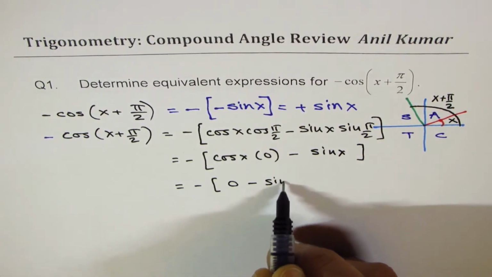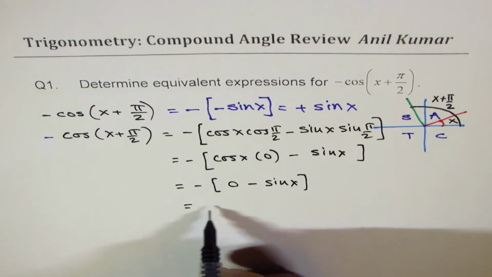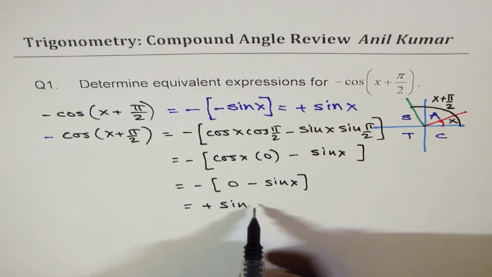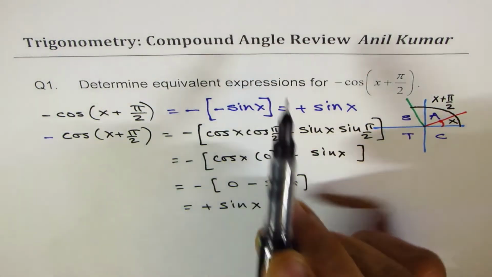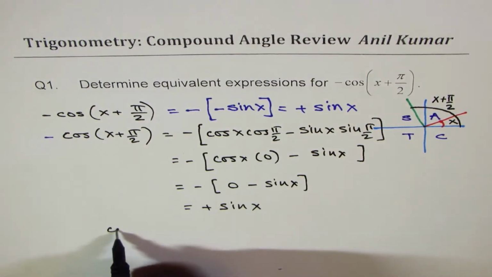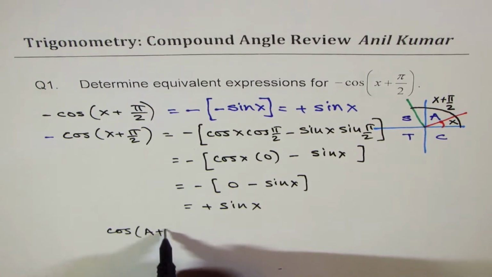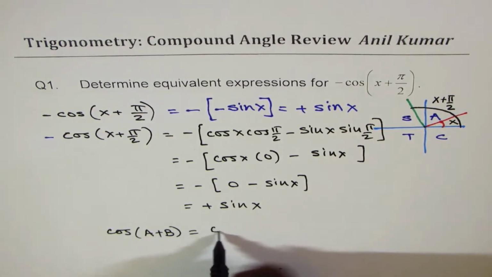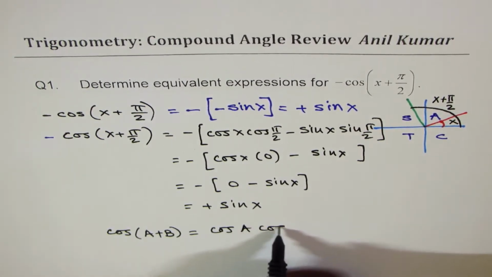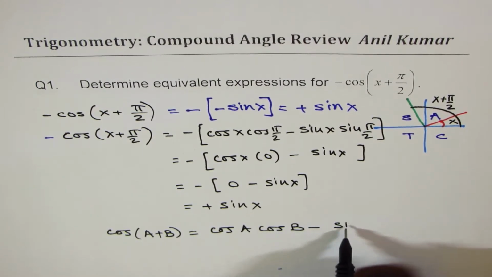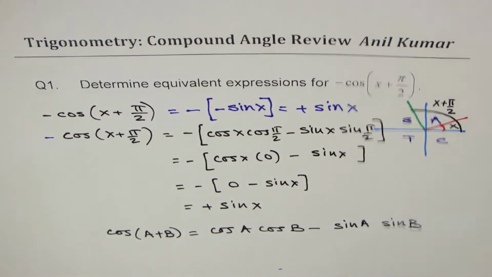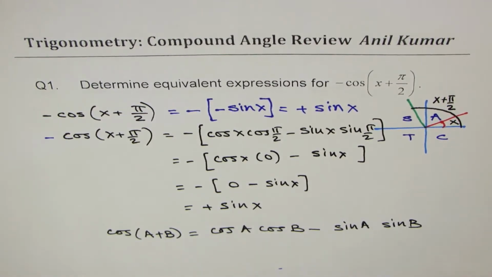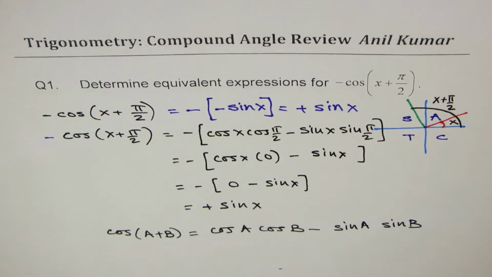We have minus sine x, and when you open this bracket, you get plus sine x. So the result is exactly the same. So when you're going for the compound angle formula, you can definitely use the formula which, as you must have applied, cos(a plus b) is cos a cos b minus sine a sine b, right? So I hope that is clear. I'm taking this opportunity to also review the concepts of compound angle.